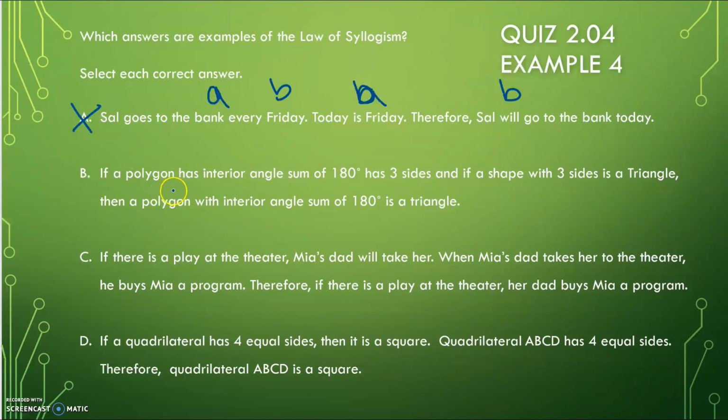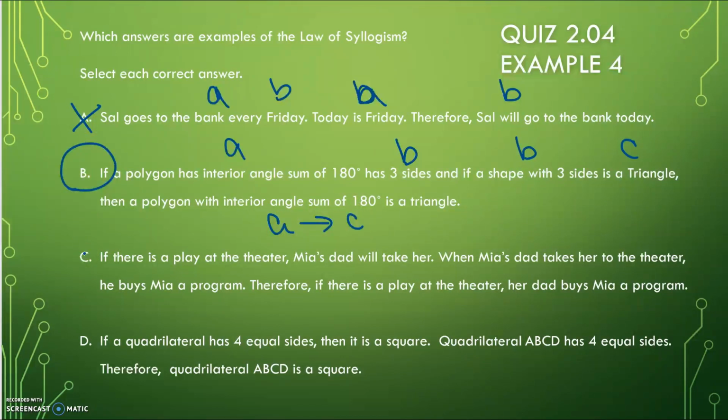If a polygon has an interior angle sum of 180 degrees, it has 3 sides, so A, then B. And then if it has 3 sides, B, it is a triangle, C. Then the polygon with an interior angle sum of 180 is a triangle, A to C. This is syllogism.